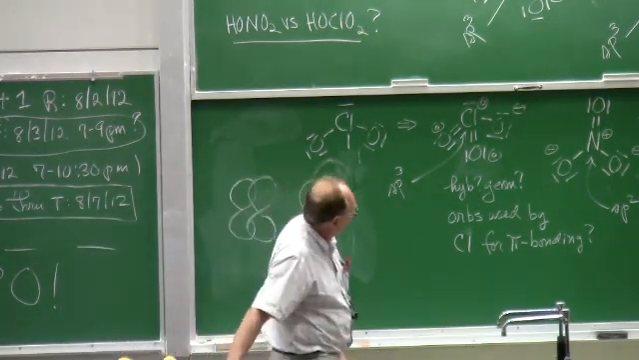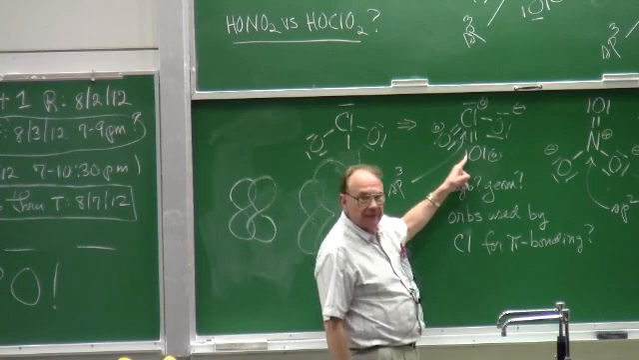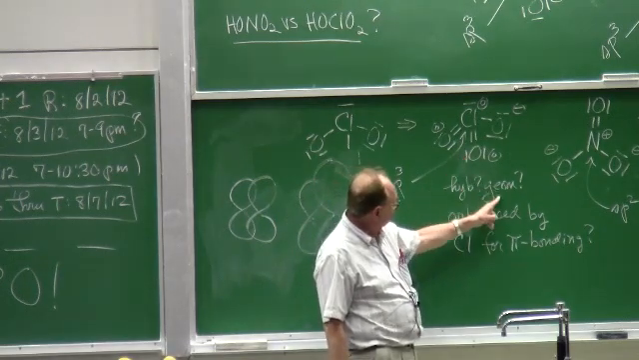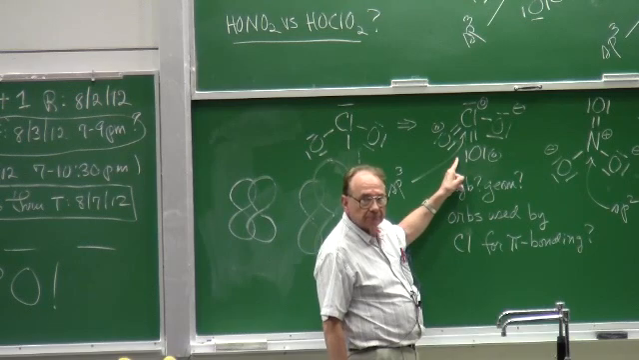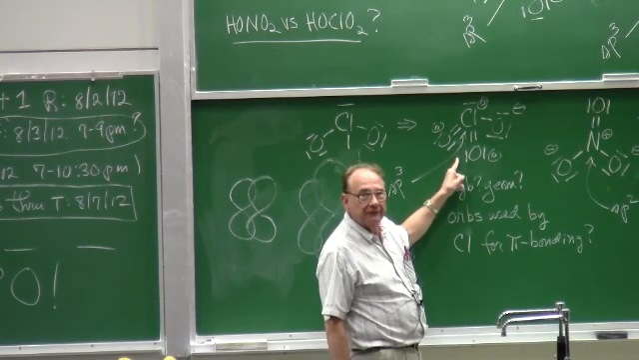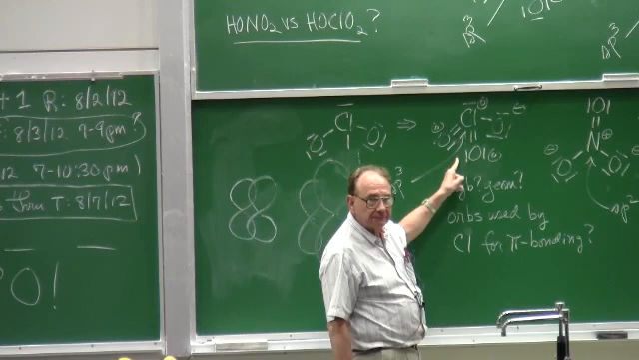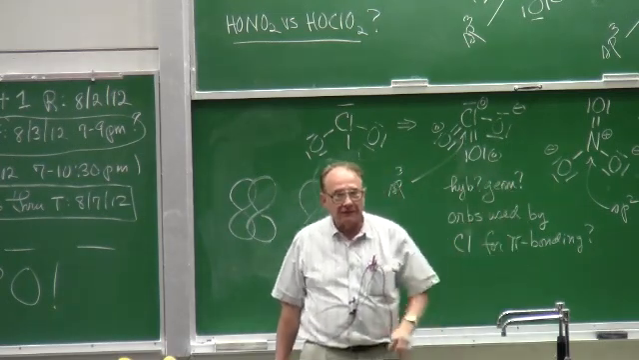Now, what's the shape of this thing? It's a derivative of tetrahedral. But you got to have four peripheral atoms to have a tetrahedron.